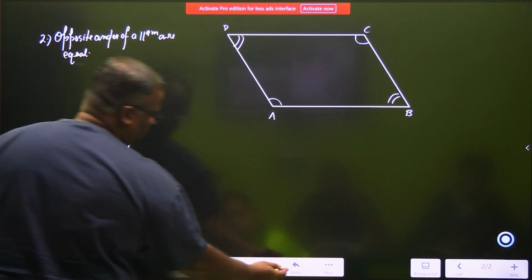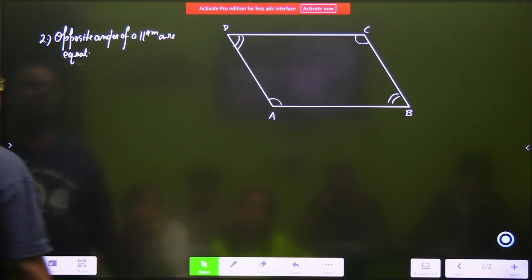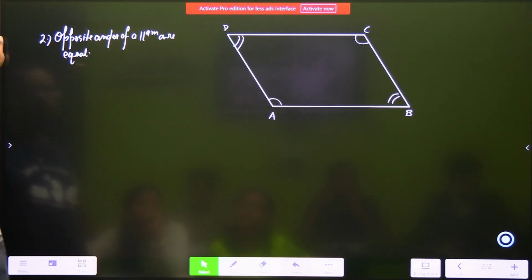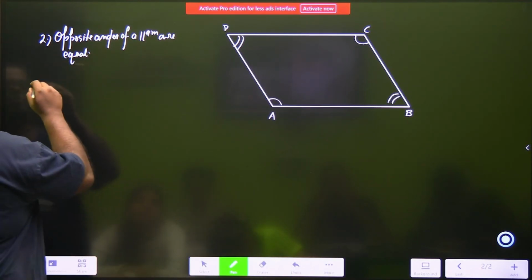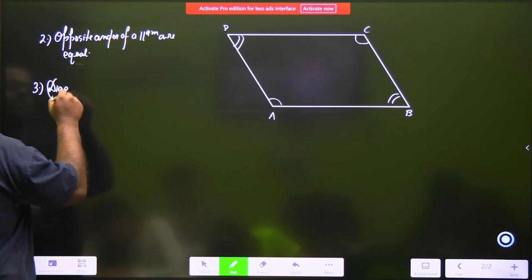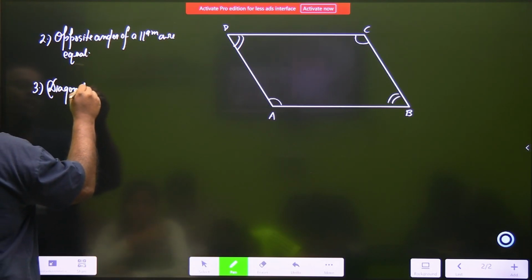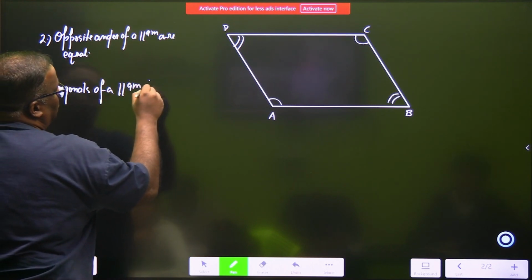Opposite angles are equal. Okay, then opposite sides are equal. That is known to you. Opposite angles are equal, ये हमने नया चीज सीखा, right? Okay, the next thing comes with diagonals. The third will come with diagonals. Now diagonals of a parallelogram bisect each other.